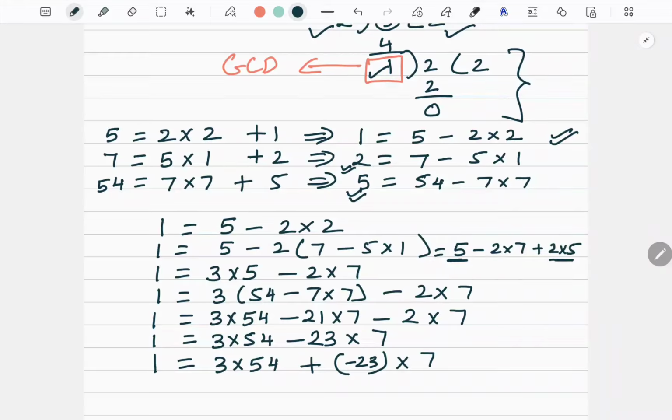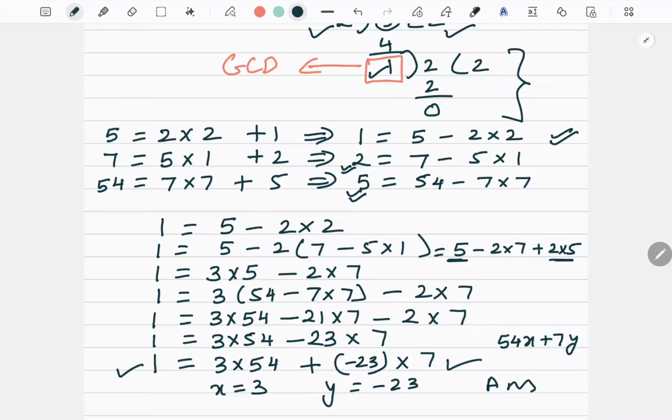Okay. So now what was the question? Express the GCD in the form of 54x plus 7y. So what is the coefficient of 54? 3. So x value is 3. And what is the coefficient of 7? Y here, and y is equal to minus 23 here. So this is my answer. This is the expression. This is the GCD.